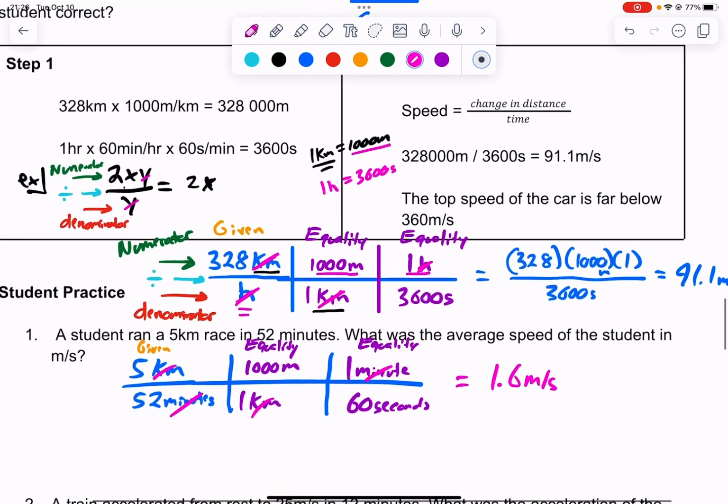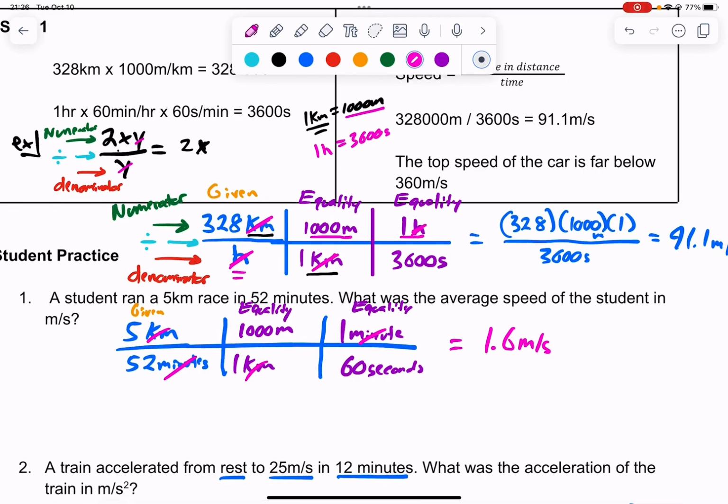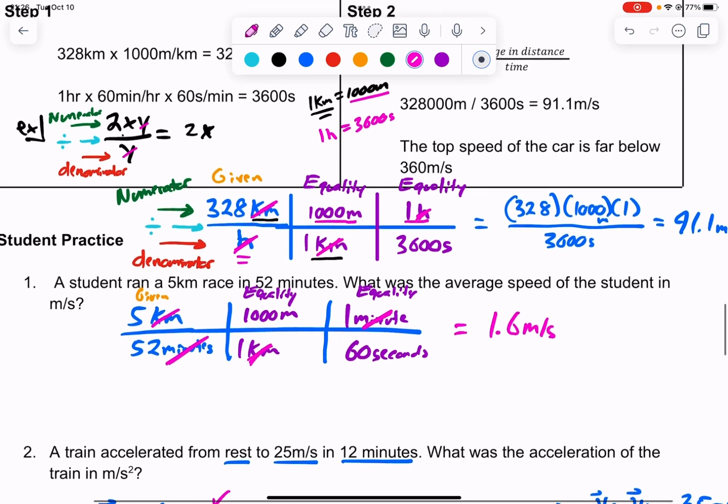You can see the same thing in the next question here with the student running 5 kilometers in every 52 minutes. So the given information is 5 kilometers for every 52 minutes. Then we do the equalities once again. We have kilometers in our numerator, so 1 kilometer in the denominator is equal to 1,000 meters. The kilometers have canceled out. We have minutes here in the denominator, so 1 minute goes in the numerator. 1 minute is equivalent to 60 seconds. So you multiply 5 times 1,000 divided by 52 times 60, and you get 1.6 meters per second.